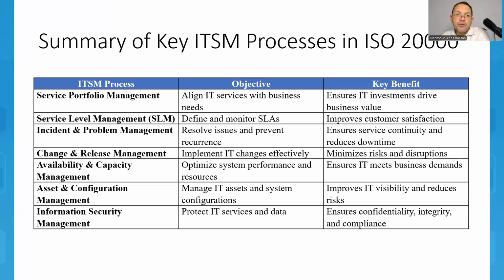The objective of the change and release management processes is to implement the IT changes effectively, and it will help us to minimize risks and disruptions. Availability and capacity management: performance. The key benefits will ensure that the IT meets business demands. The asset and configuration management process, its objective is to manage IT assets and system configurations, and the key benefit from these processes is to improve IT visibility and reduce risks.